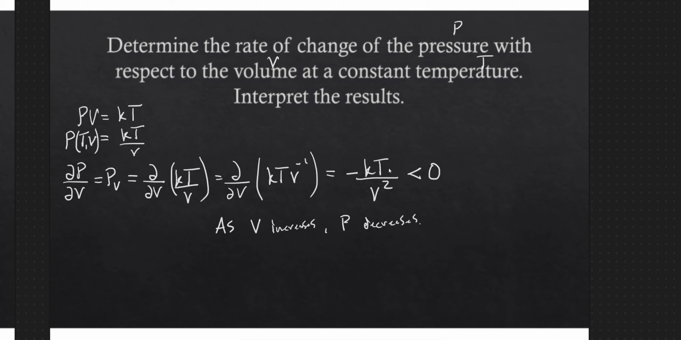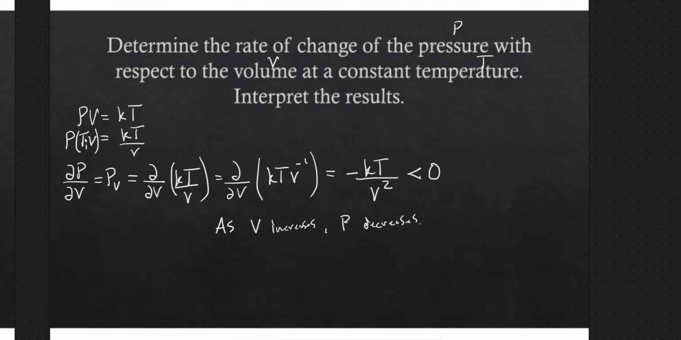This actually gives us a little more information. We can see that the temperature is scaling this rate, so at a higher temperature, this rate is going to scale linearly. And then we have V squared in the denominator, which means if I'm sitting at a really, really small volume and I increase the volume by a little bit, my pressure is going to decrease drastically. If I have a really small volume and I increase it a little bit, pressure will decrease drastically. Whereas if I started with a big volume and increased by the same amount, the pressure wouldn't decrease as much. It would still decrease, just not as much. That's what I mean by interpreting the results.